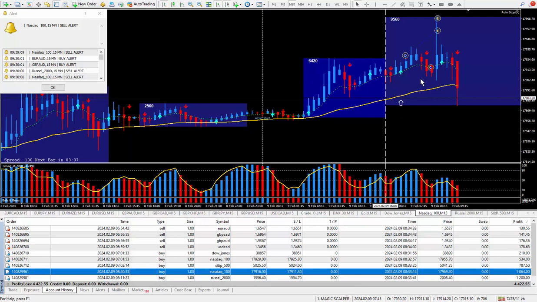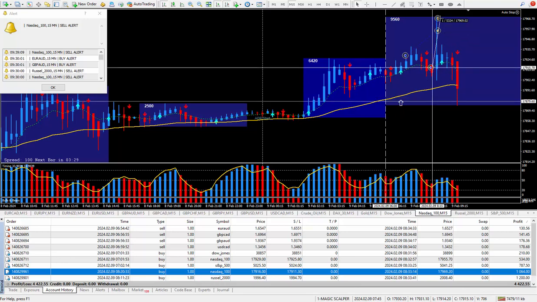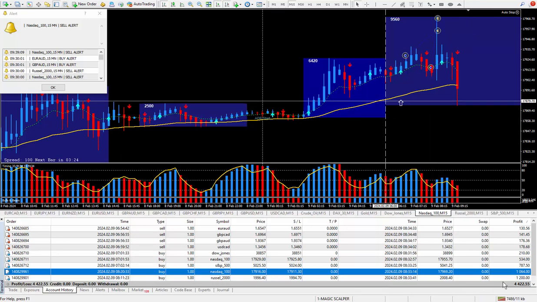So I took the money divided by 20. Calculator says it's 53. So let's go and look for that 53, and there it is right there, 53 ticks, and that paid out $1,064.